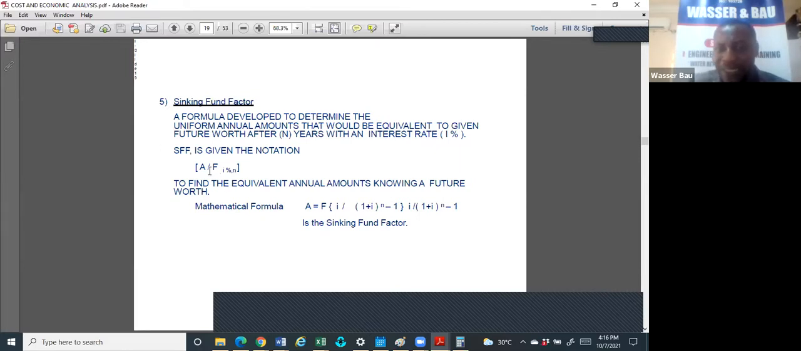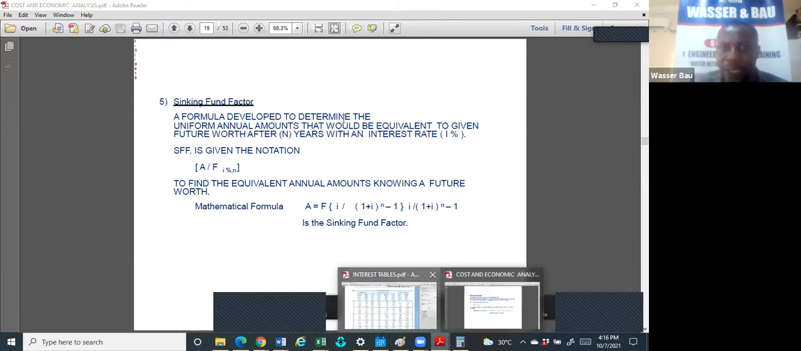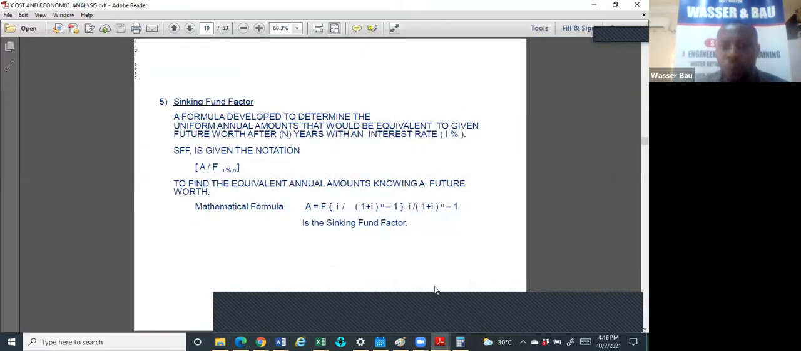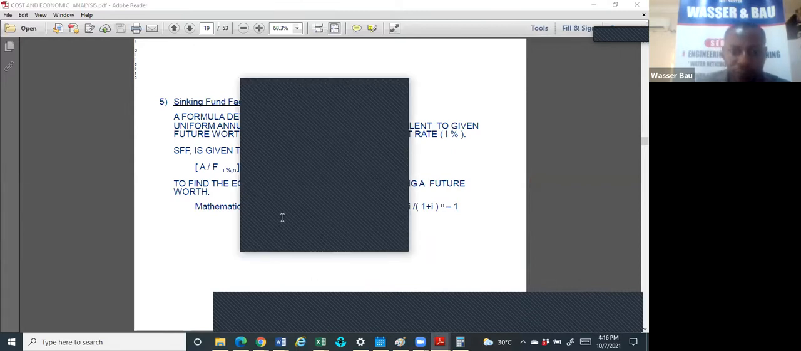So it is written as this. And in your interest table, you'll find it somewhere here called sinking fund. Look at it. Given A, find F. And it is the opposite of this. Okay, now we'll come to that shortly. Let's go to the next one.